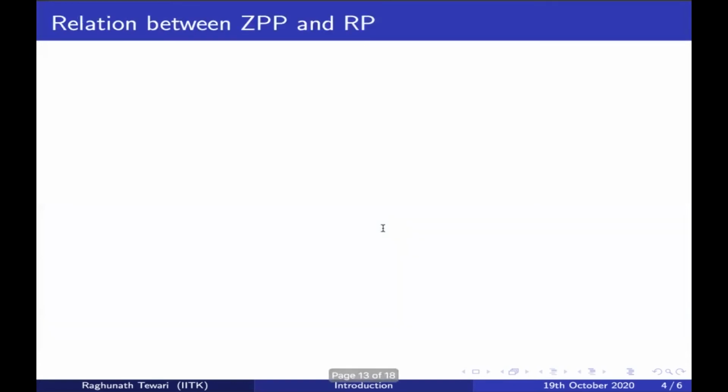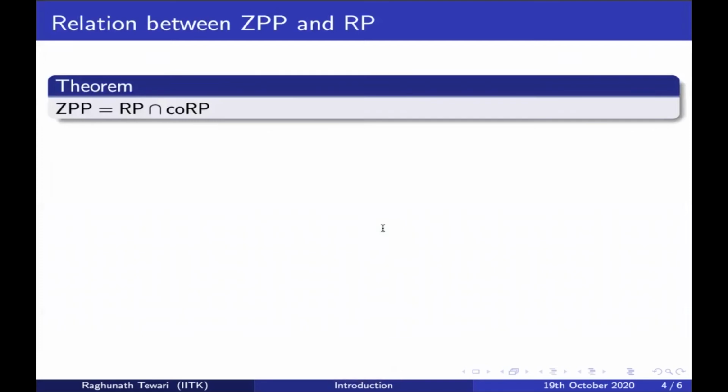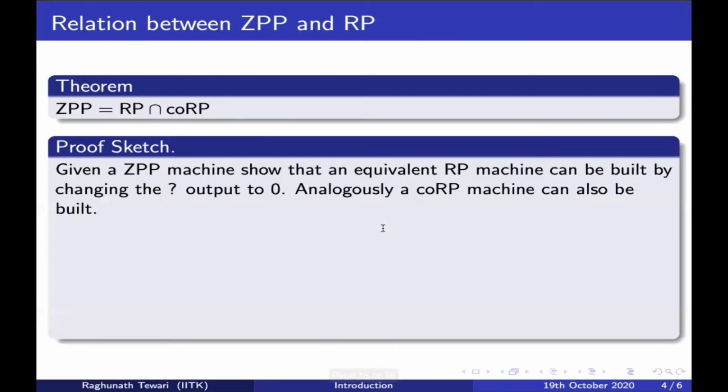So the relation between ZPP and RP. What one can show is that not only is ZPP contained in both RP and coRP, actually ZPP is exactly equal to the intersection of RP and coRP. And this is an easy result, but nevertheless it's an interesting result. So how do we prove this? I'll just give a proof sketch.